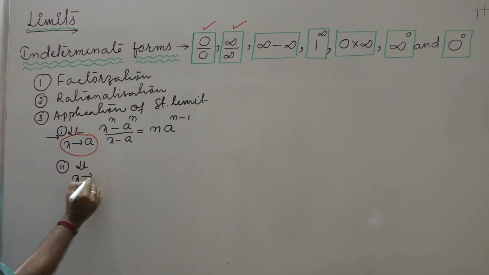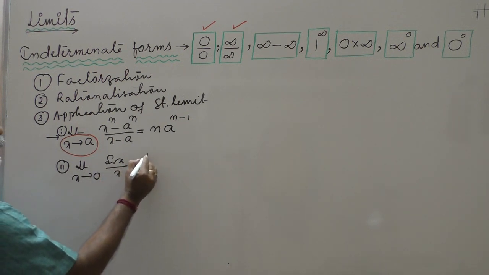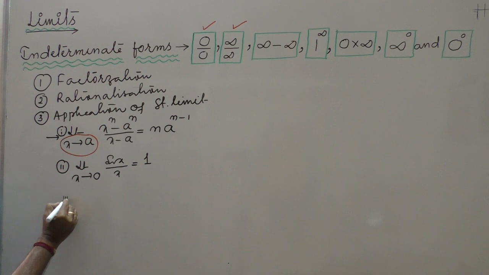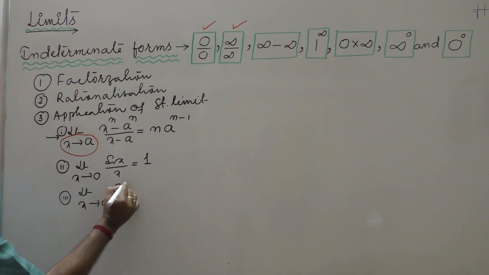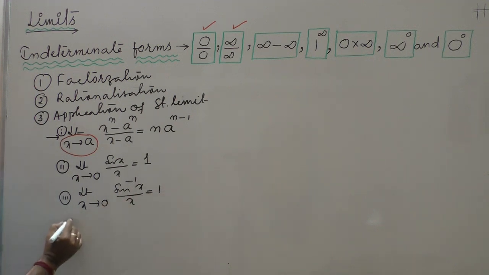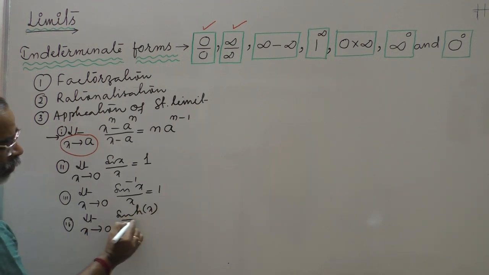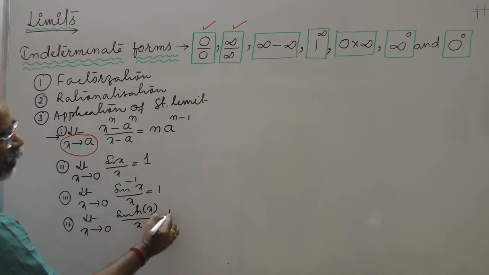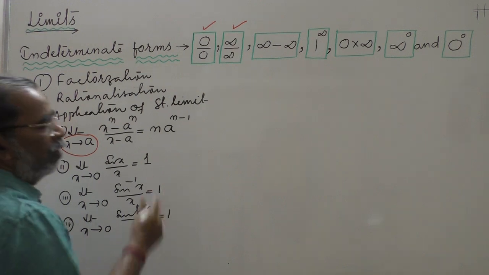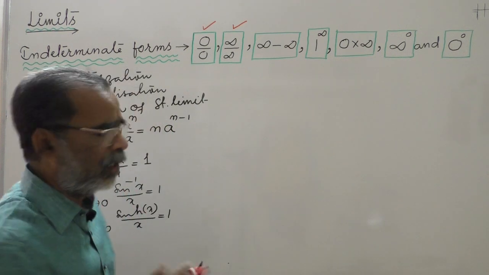Next, number 2. Limit as x tends to 0 of sin x by x. This is 1. Next, number 3. Limit as x tends to 0 of sin inverse of x divided by x. It is also 1. Next, number 4. Limit as x tends to 0 of sinh x, that is the hyperbolic function, sinh x by x is also 1. These are some standard forms. That means they will frequently come in problems. We take them as standard limits.